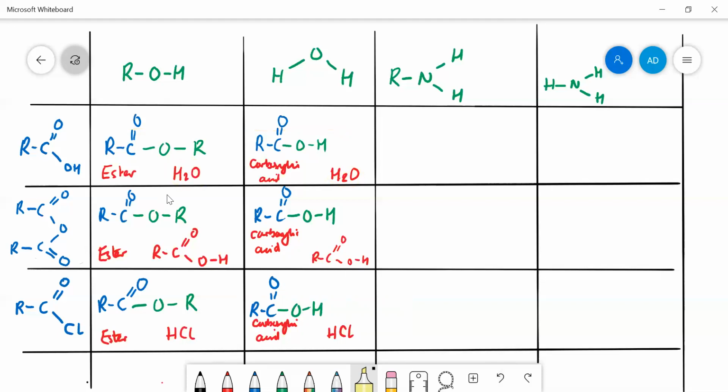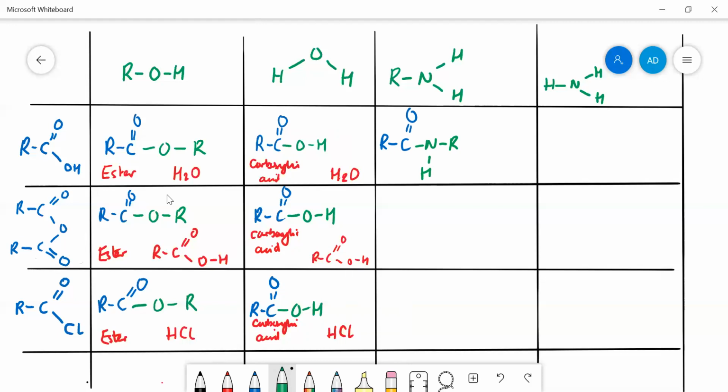Okay, so let's do the carboxylic acid with the primary amine. You're going to lose that H and that OH. The small molecule is going to be H2O, and you're going to get an N-substituted amide. And there's the R group from the amine in green.